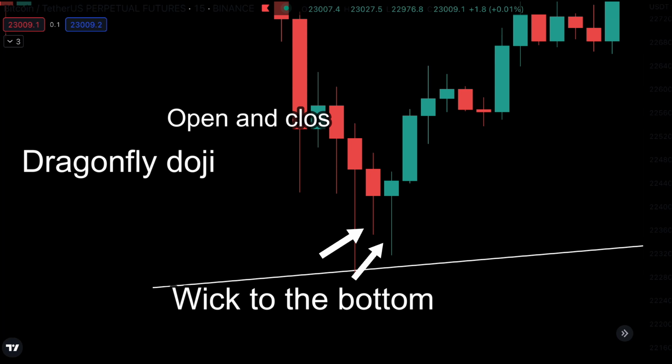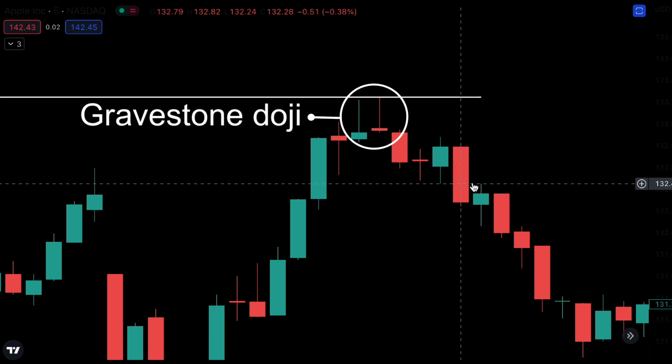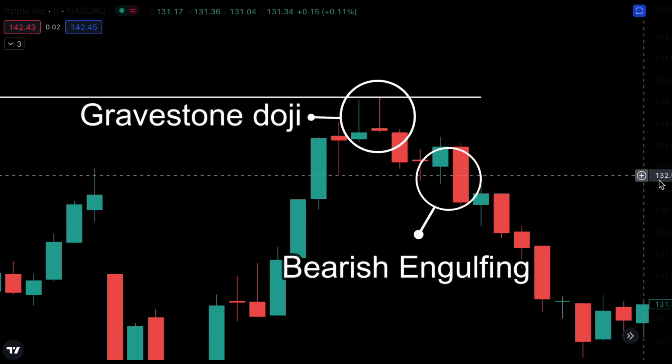A gravestone doji is a doji with a wick to the top and the open and close kept low, perhaps to bounce back from a key resistance trendline or supply area. As you can see here, there was a key resistance trendline to which the price reacted. And in the candlestick price action, there was a gravestone doji, followed by a bearish engulfing, indicating that a reversal and further continuation could occur.